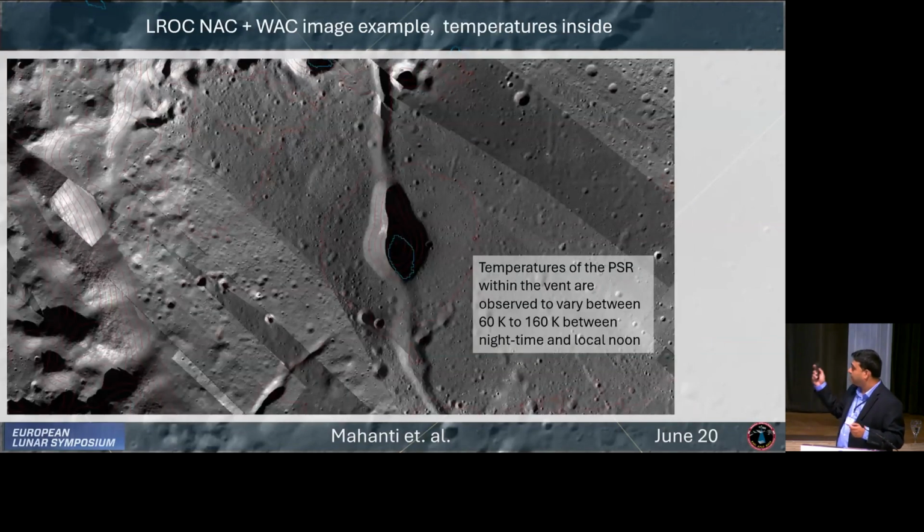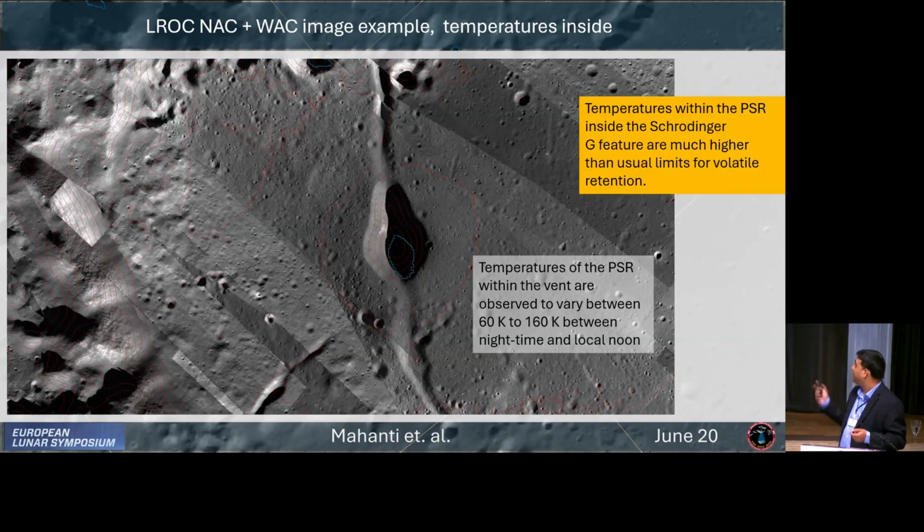Okay, so this is one of the outputs from this particular presentation. The temperatures in the PSR within the vent are observed to vary between 60 kelvins to 160 kelvins. What does that mean? Well, it means that the temperatures within this PSR are much higher than the usual volatile retentions. So contrary to some of the earlier thoughts, we do not think that there is a scope of actually finding volatiles inside this particular PSR.